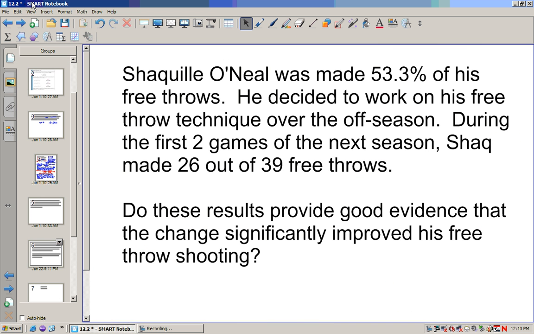All right, here's one more example, and then we're done for the day. Shaquille O'Neal had made 53.3% of his free throws. He decided to work on his free throw technique over the offseason. During the first two games of the next season, Shaq made 26 out of 39 free throws. Do these results provide good evidence that the change significantly improved his free throw shooting?